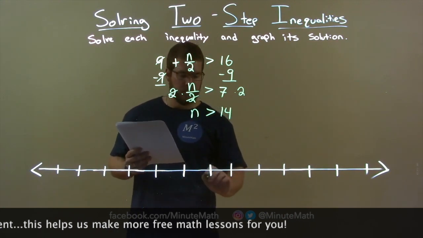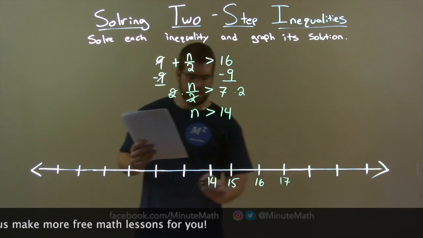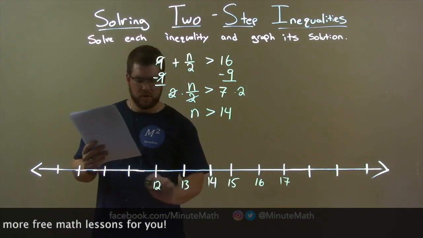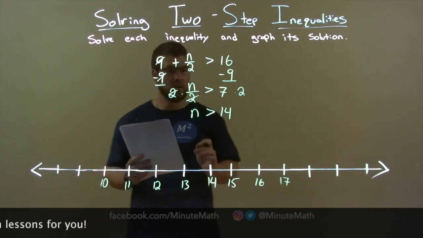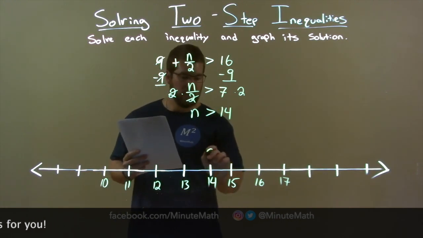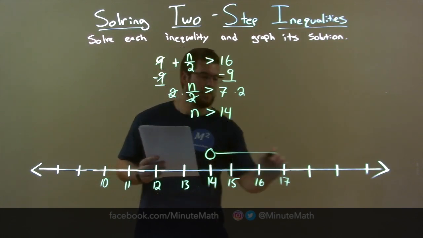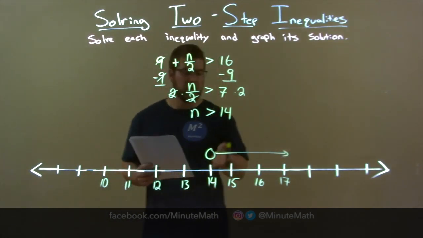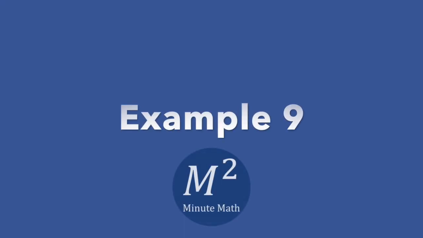So let's graph it. 14 here, 15, 16, 17, and 13, 12, 11, and 10. Well, n is not equal to 14, so that means we have an open circle here at 14. n is greater than 14, which makes the arrow go to the right, and there we got it. Our graph matches our final answer: n is greater than 14.